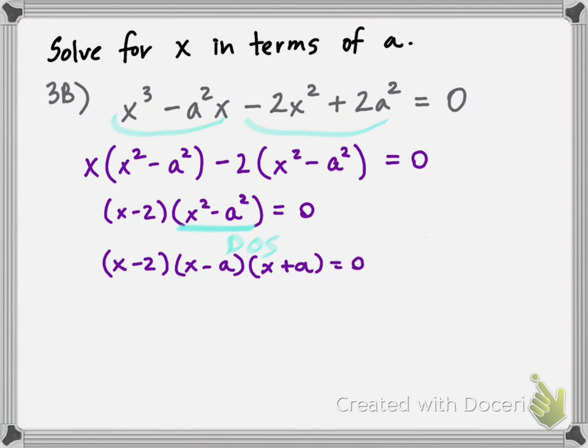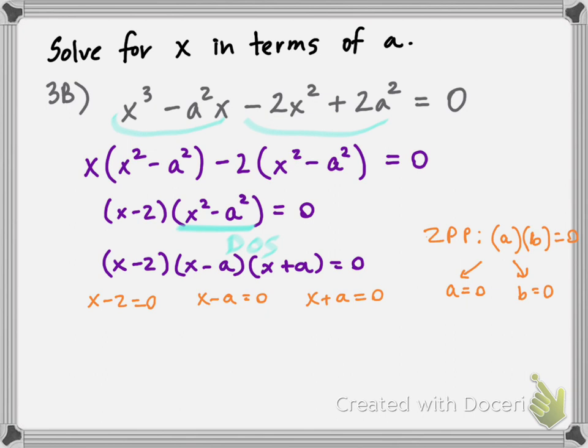And from here, I can use my ZPP, the zero product property, which claims that if I have factors of a and b multiplying together to equal 0, then either a is equal to 0 or b is equal to 0. When doing that, I have x minus 2 equals 0, x minus a equals 0, x plus a equals 0, solve for x. So x is either equal to 2, x is equal to a, or x is equal to negative a. Let's write our answers in set notation, and because I don't know the value of a, I'm simply going to put 2, comma, plus or minus a.